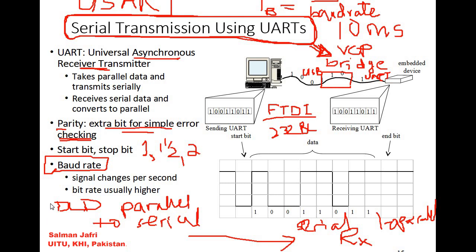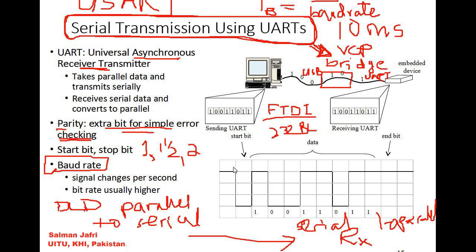And we also discussed basically what would be the bit time. Bit time would be 1 over the baud rate, where baud rate is the signal changes per second. So if we are given a baud rate, the inverse of the baud rate would give us the bit time.